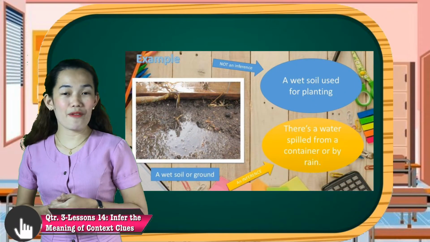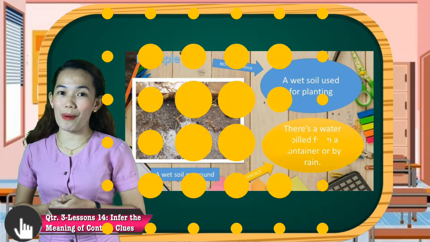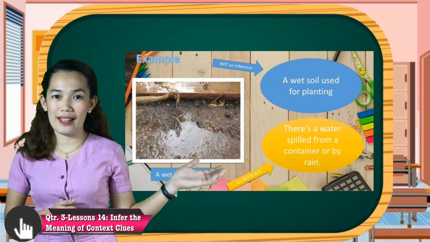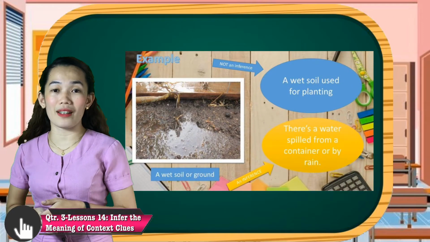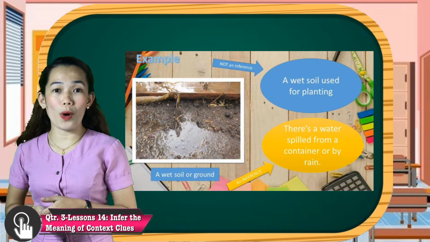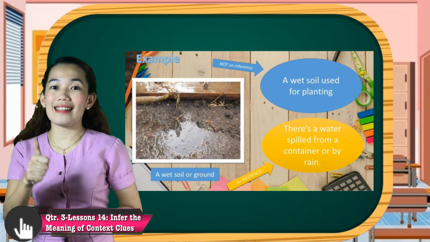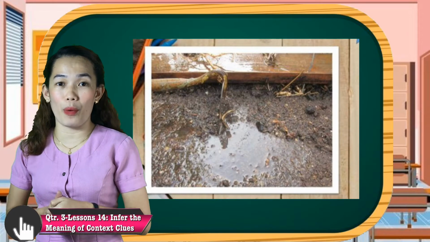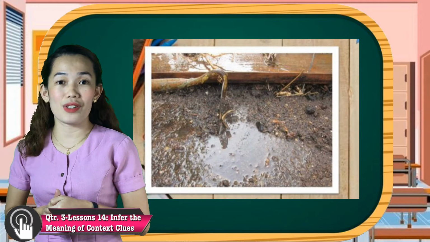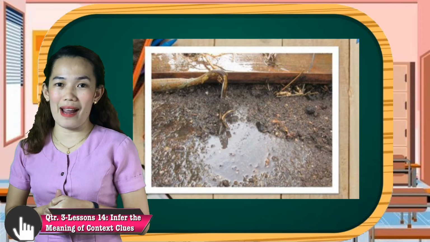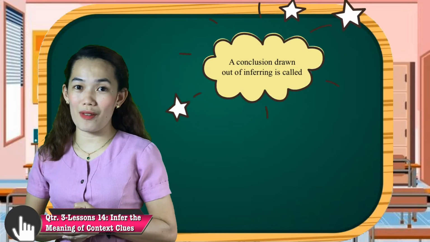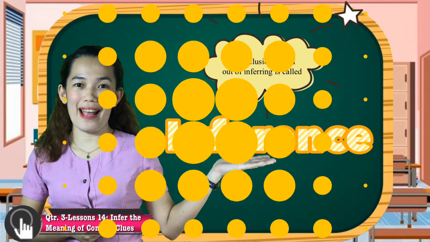Example, I have here a wet soil or ground. A wet soil is used for planting, not an inference. There's water spilled from a container or by rain. That's an inference. Or we can say that someone poured an amount of liquid into the ground. That's an inference. A conclusion drawn out of inferring is called inference.